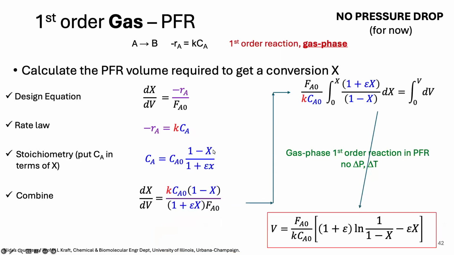If it's first order, we use the same relationship for our stoichiometry, but our rate law has changed, and the final equation would come out as such, allowing us to again predict volume as a function of conversion.